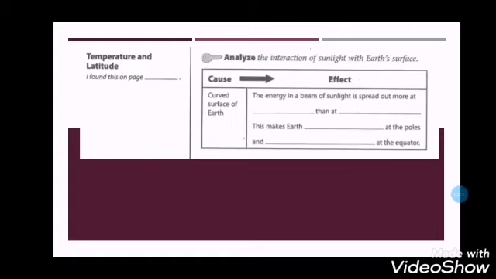Now, we have to analyze the interaction of sunlight with Earth's surface. The answers to this exercise are found on page 730. First, since the Earth has a curved surface, the energy in a beam of sunlight is spread out more at the poles than at the equator. This makes Earth colder at the poles and warmer at the equator. If you remember, we talked about that when we studied this lesson. The Earth is warmer at the equator because the surface on which the sunlight is hitting the Earth is way smaller than at the poles.